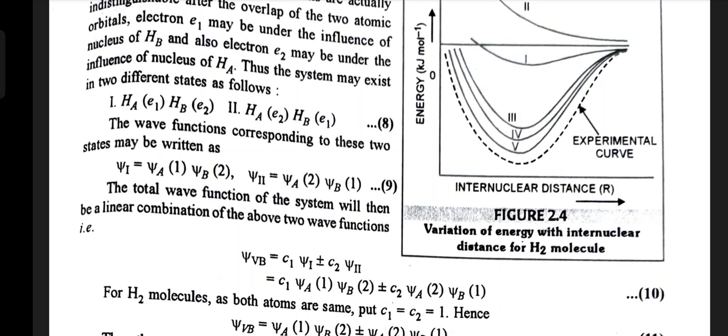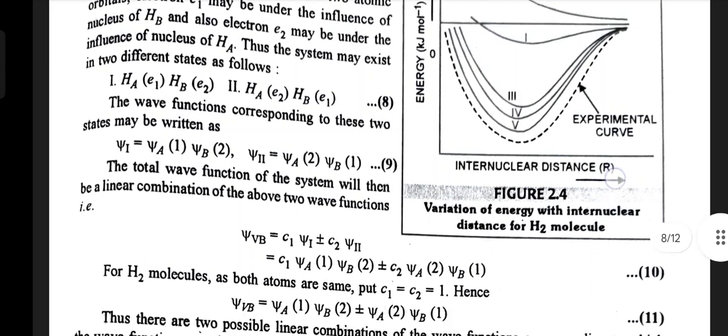This one is a required equation. The wave function corresponding to these two states may be written as psi 1 equal to psi A(1) psi B(2), and the second wave function psi 2 equal to psi A(2) psi B(1). This is the ninth equation. The total wave function of the system will be a linear combination of the above two functions.